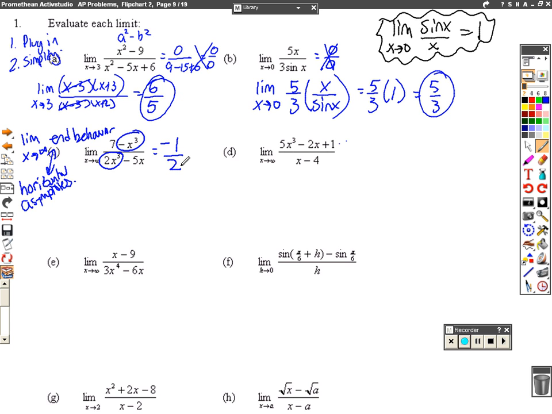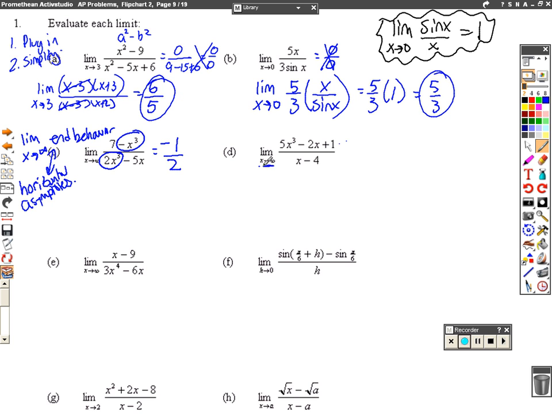Also, another thing that you can think of, if these terms are not the same power, if this power in the numerator is larger, then the answer either is infinity or negative infinity. If the one in the bottom is larger, then it's just 0. All right, so here is another example of that.